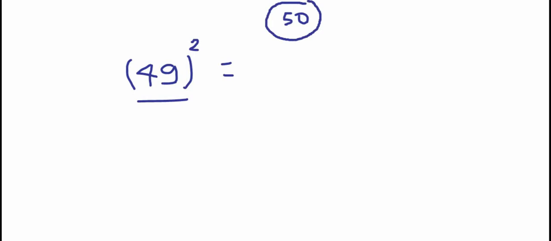Similarly, let's say you have the number, let's say, what about 49? How to calculate the square of 49? Now, once again, 50 is the closest multiple of 100. Actually, 50 is not a multiple of 100, but we can consider it as a multiple of 100. That is, 50 is 100 by 2, or 0.5 times 100. So there is a factor of half here.